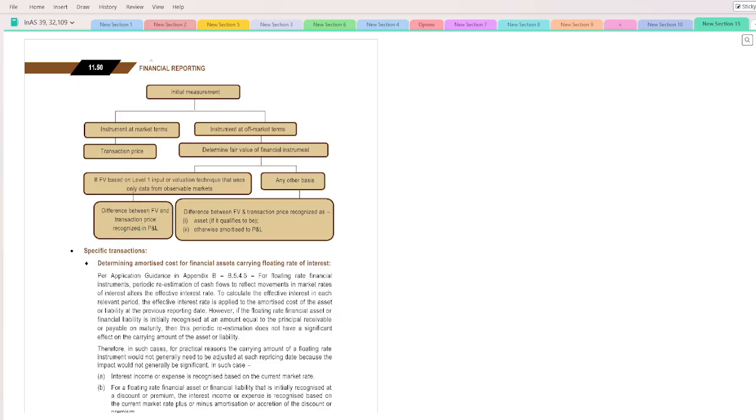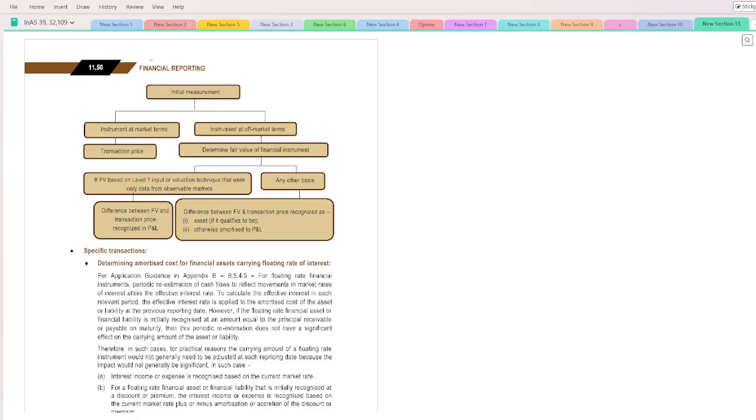So if the asset is tradable in the market, then from there you can take the price, because that price is a transparent price. Then whatever the difference between the fair value and your transaction price, directly recognize it under the P&L. Otherwise, any other basis.